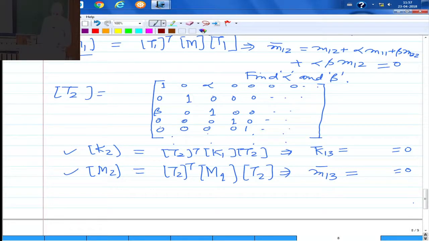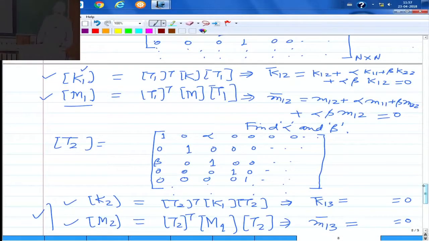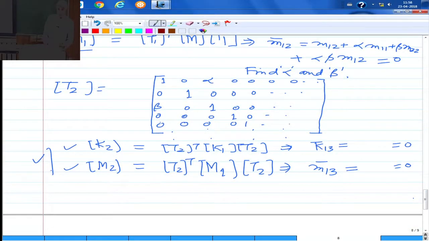So in this process, in the previous step we have found alpha and beta in such a way that K12 bar and M12 bar are 0. That is, the first row second column and second column first row terms are 0. But when you complete this step, when you are trying to make K13 and M13 equal to 0, you will find new alpha and beta, then construct this matrix and finally multiply, and you get K2 and M2. In that you will find that the 1 2 elements of the mass and stiffness matrices would become non-zero. But you don't bother about that, you continue.